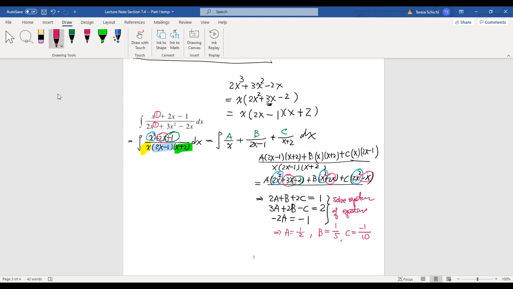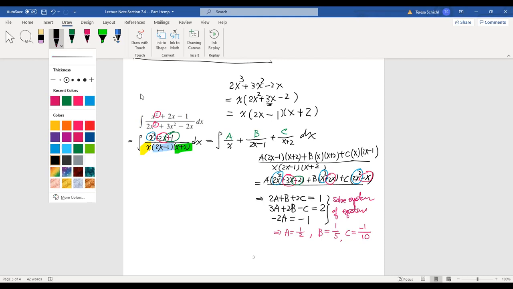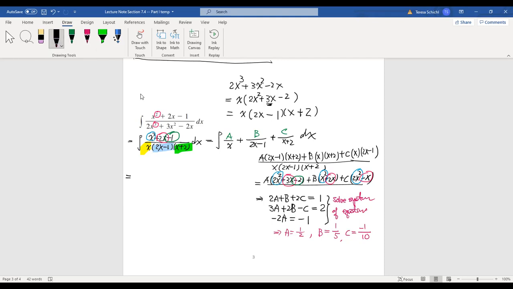Okay, so now this integration will just be, a is 1/2, so you can say this is 1/2 times 1/x dx, plus b is 1/5, so it's 1/5 times 1/(2x minus 1) dx, and then minus 1/10 times 1/(x plus 2) dx. All right, so now this one is pretty easy.